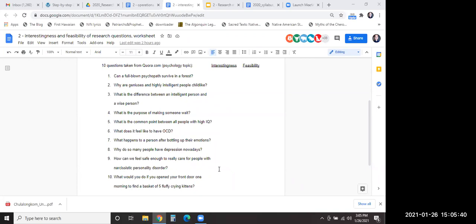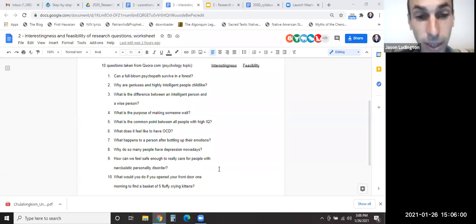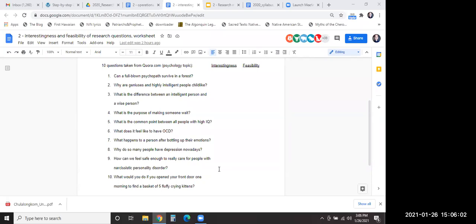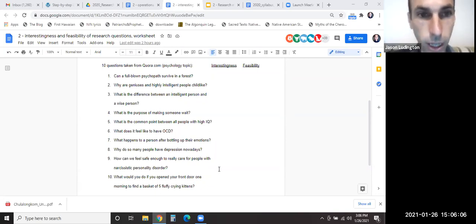How about feasibility? I think it'd be pretty easy to just bring someone in and see how they act towards certain questions or what they do in their surroundings. But at the same time, we don't really know what they mean by childlike. Right. Again, we're limited by a poorly understood concept of childlike. It needs to be operationalized. Thank you. Number 3, what is the difference between an intelligent person and a wise person?